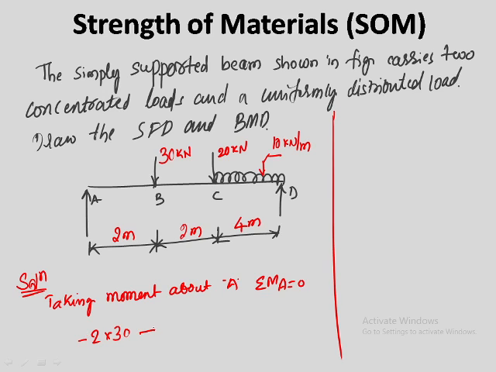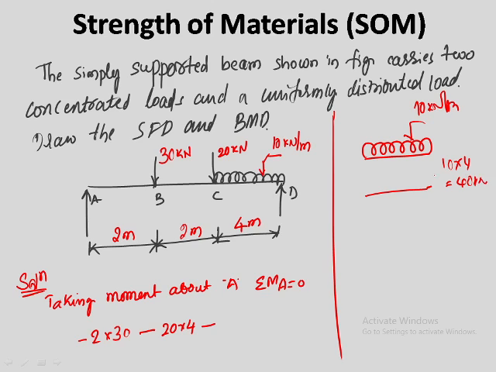Now 20 into 4, this is also in hogging direction, minus. So now this UDL has to be converted into a point load. Let us draw the diagram here, conversion of UDL into point load. Now this is 10 kilonewton per meter. If you multiply, how much do you get? 10 into 4, so 40 kilonewton is the point load.